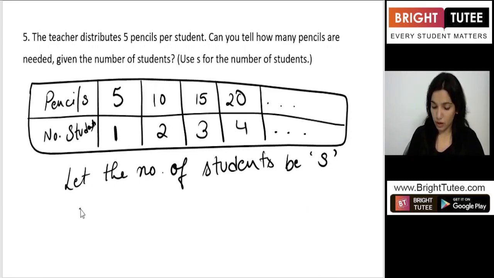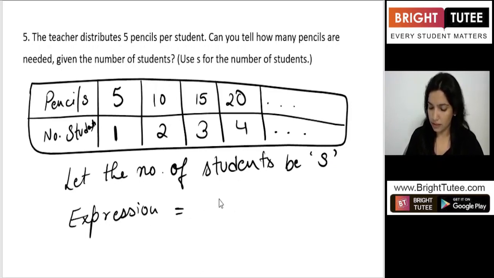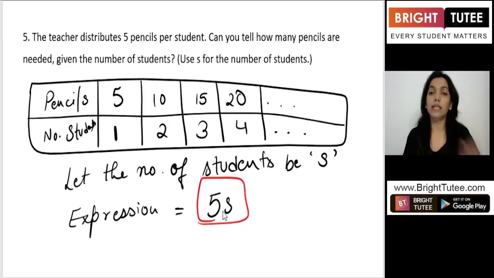Now what expression have we formed? The expression that we have formed is 5 times S. Why 5 times S? Clearly because each student has got 5. So if 2 students, we'll say 5 times 2, that is 10. If there are 3 students, 3 times 5, that is 15. 4 students, 4 times 5, that is 20, and so on.